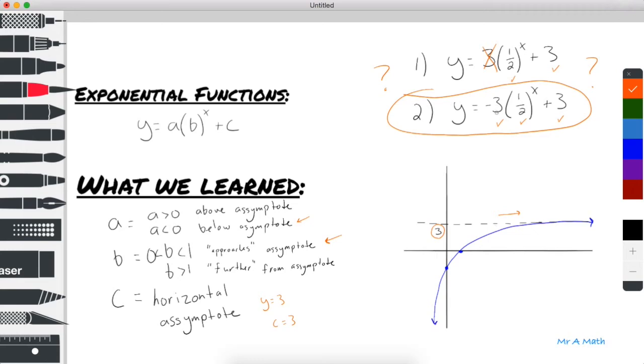Now, do I know that these numbers, negative 3 and 1/2, are going to be the exact numbers? No, I don't. But this is the best answer. It's better than the first one because this 3 needs to be negative, not positive, because of the rules that I said before. Let's go ahead and watch one more example.